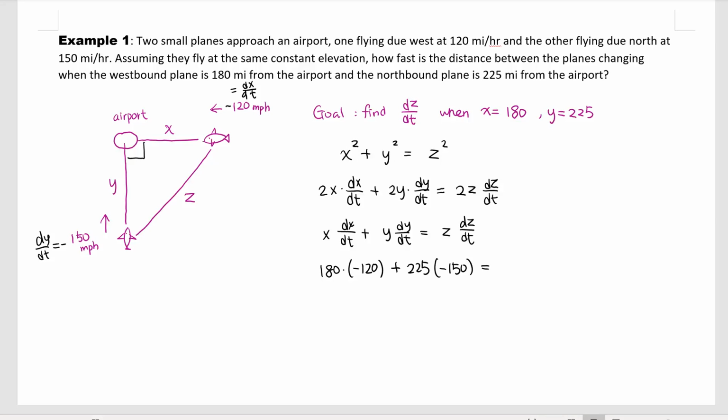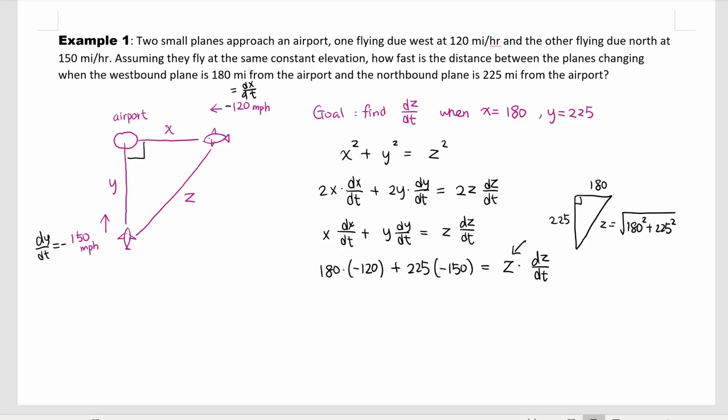And then what is z? Okay, so we are looking for dz/dt. So what is this z? Think about it, now we're looking for the z at the moment when x is 180 and y is 225. What is your z? By the Pythagorean theorem, z is the square root of 180 squared plus 225 squared.